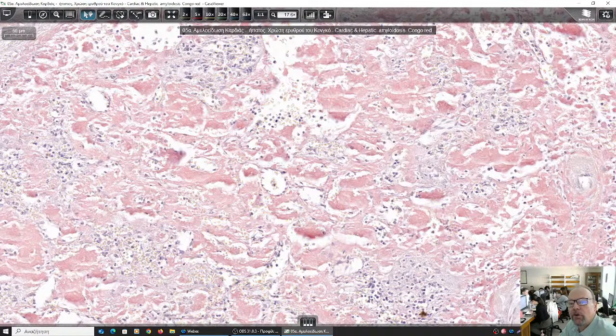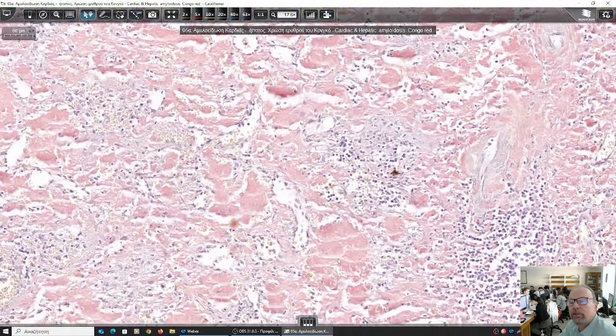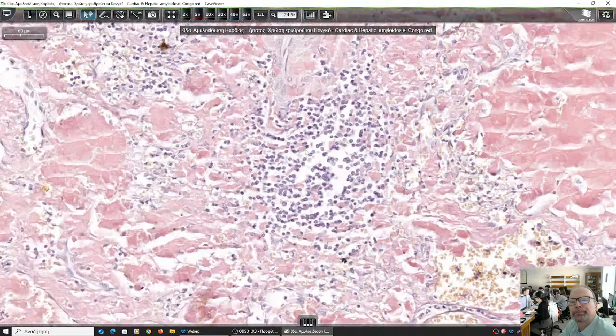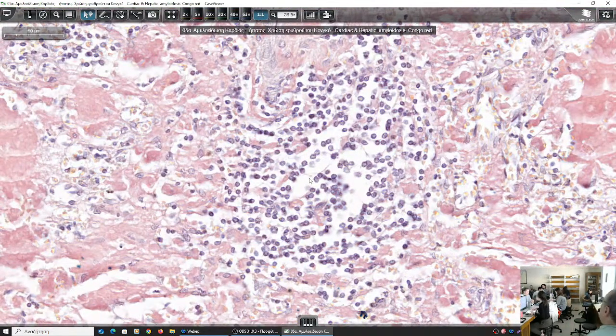We have so much amyloid deposition. What cells could these be here? Can you discriminate these cells, identify these cells? They are somehow like dark dots with not enough cytoplasm, an accumulation of such cells. Can you identify these cells and tell me what they are? Yes, please. They are lymphocytes. We have some inflammatory cells.